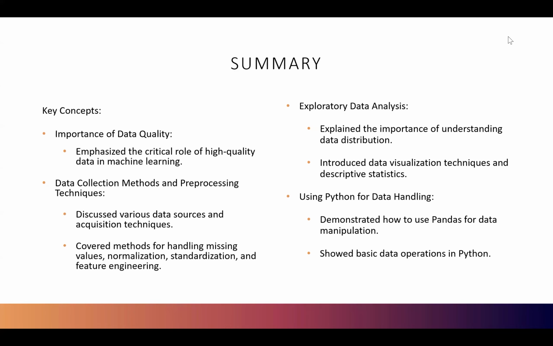In data collection methods and preprocessing, we spoke about the different sources of data. We spoke about the different methods for handling missing values, normalization, standardization, and feature engineering. And I see a question here: when to use normalization and when to use standardization. I would say there's no general rule on when to use one versus the other. What I usually do is I try both of them and see which one gives me a better prediction. And based on that, I would implement it in that specific situation.